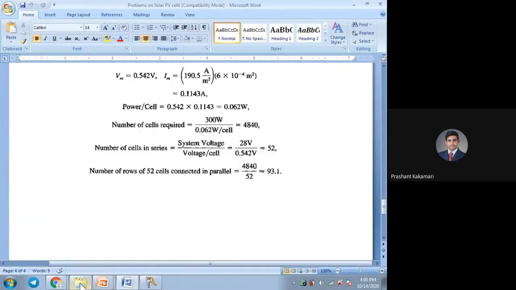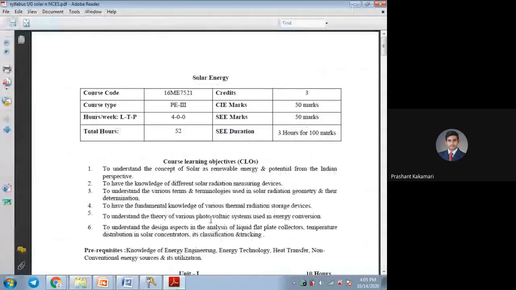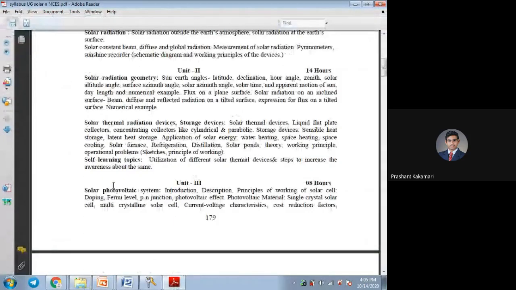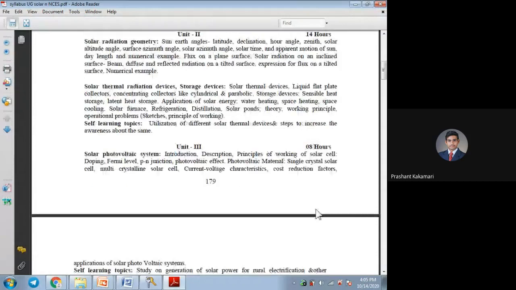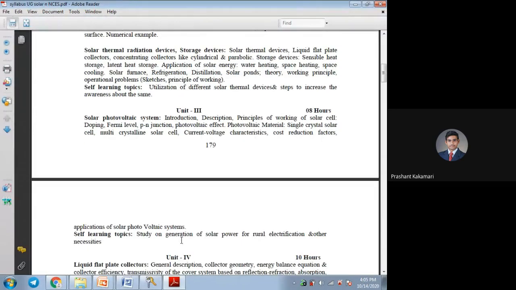So as per our syllabus, in our solar energy, for this solar photovoltaic system, we have current voltage characteristics, cost reduction factors, and applications of solar photovoltaic systems. So nowhere in this chapter are numericals mentioned, but to keep in mind why these equations are helpful, I have taken a few examples. Okay. And self-study is again applications: study on generation of solar power for rural electrification and other necessities. So these are again applications of solar PV system we have to discuss.